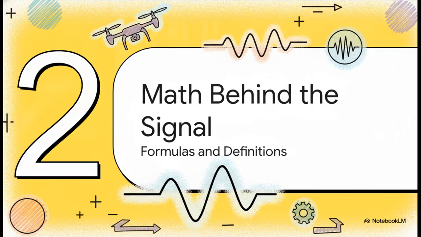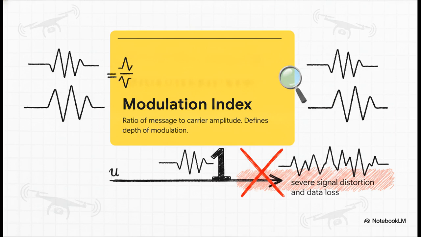Moving right along to Section 2, the math behind the signal. Now, let's take a quick look under the hood at the math. There's a vital concept here called the modulation index, or the Greek letter mu. It's basically just a ratio: the message signal's amplitude divided by the carrier signal's amplitude. It tells us our depth of modulation, basically how aggressively we're altering that carrier wave to fit our data.